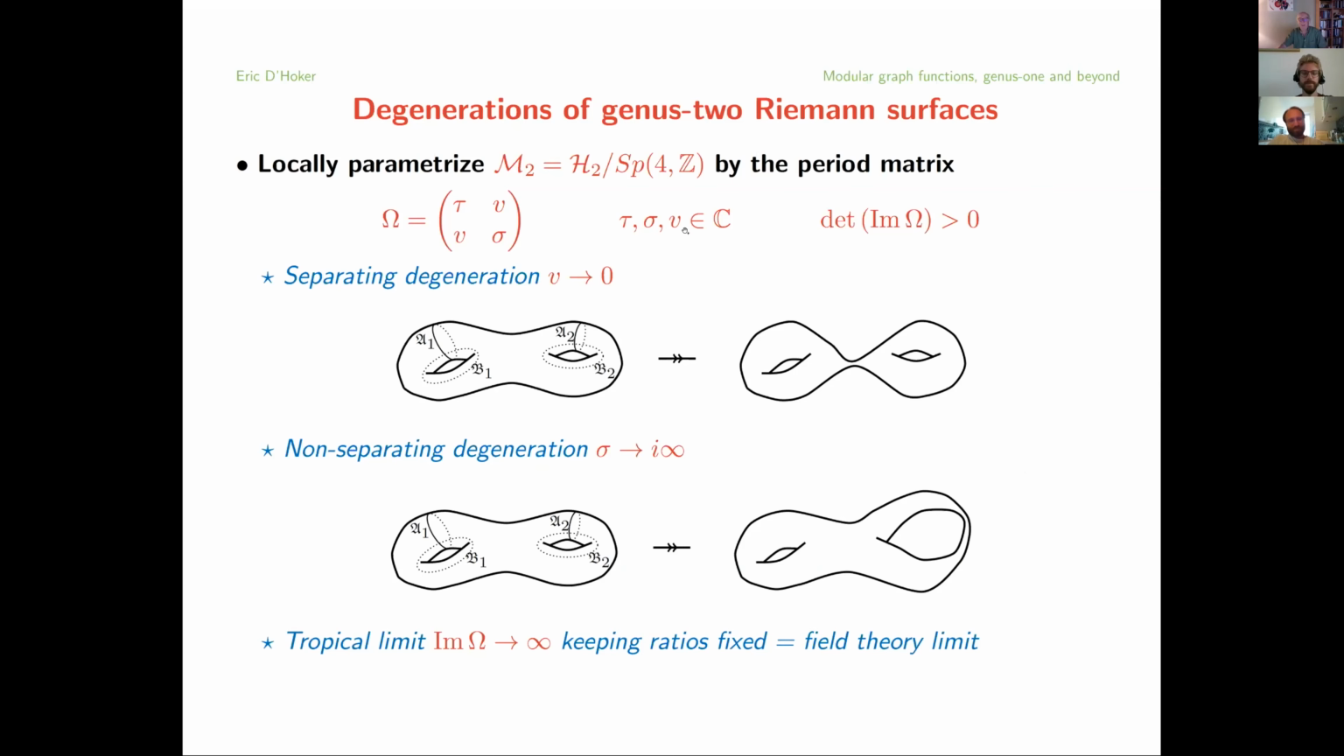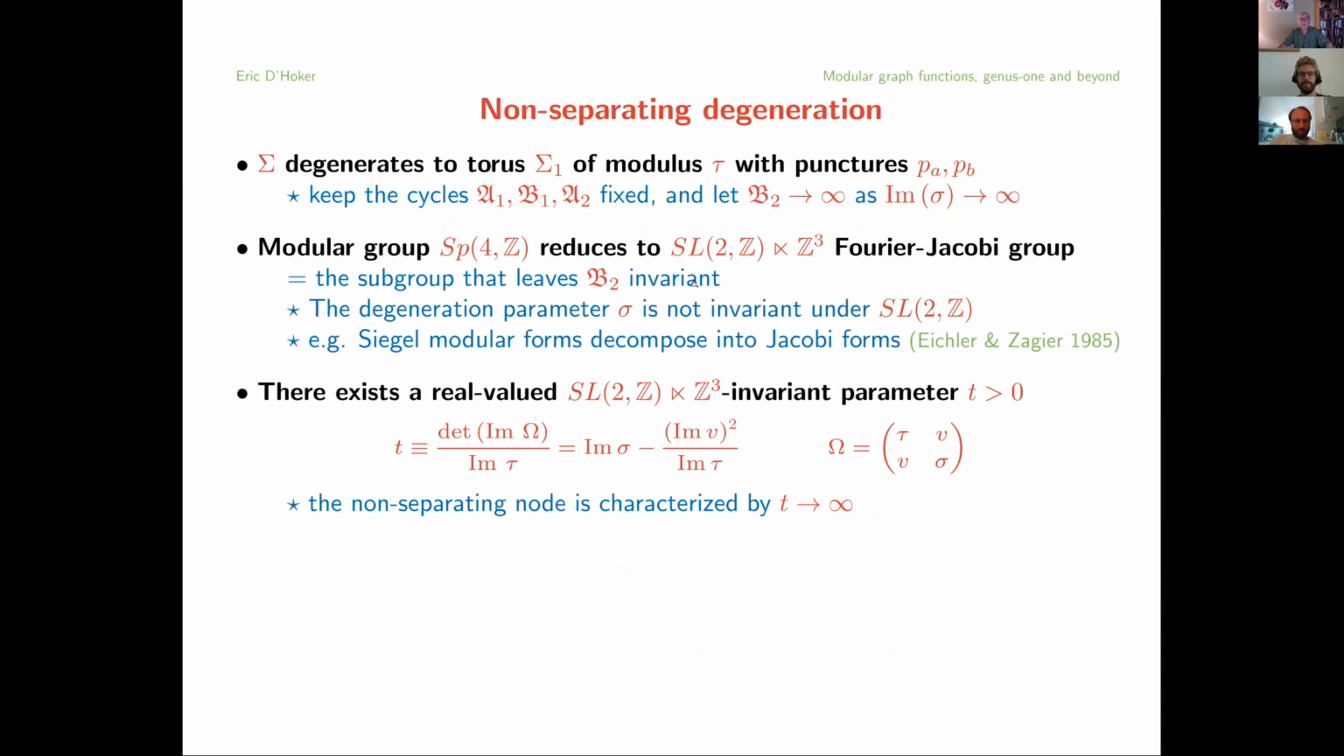So basically, you cannot investigate these functions much more beyond this, but you can investigate the degenerations. And I'll concentrate here on the non-separating degeneration, where one of the cycles tends to infinity. When you do that, the modular group reduces to the so-called Fourier-Jacobi group, which is SL2Z semi-direct product with Z cubed.